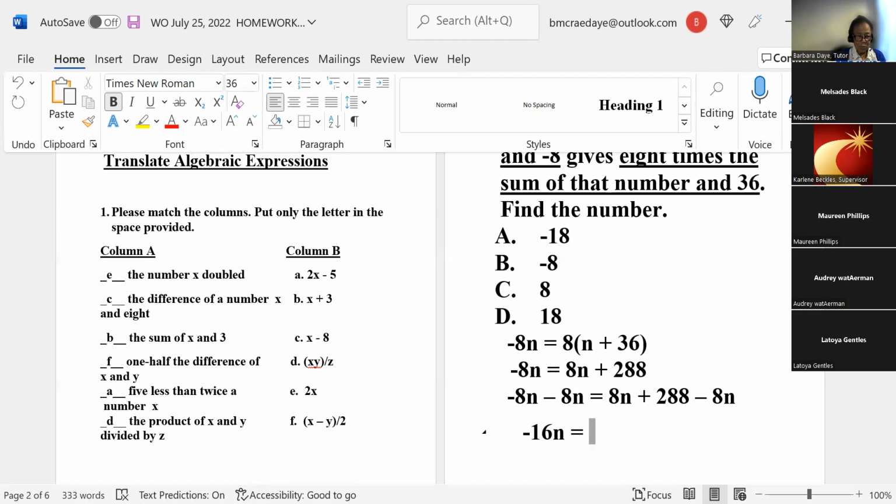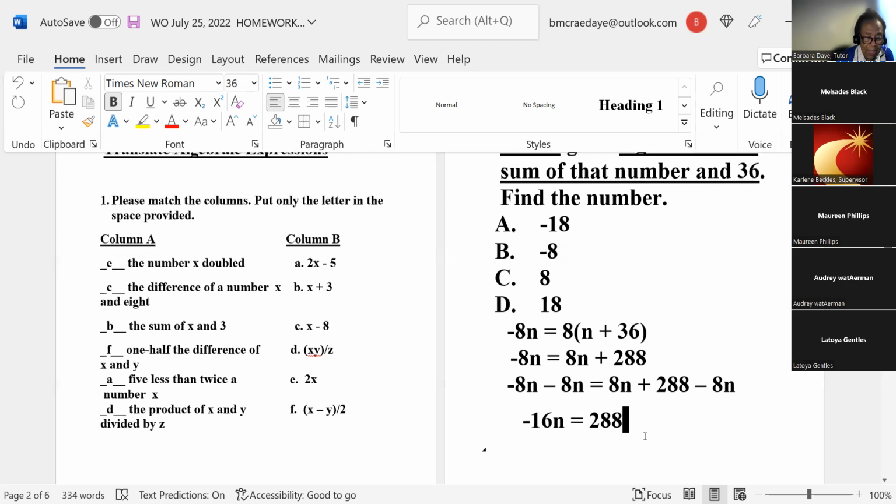Plus 8n and minus 8n gives you what, Audrey? A plus 8n and a minus 8n. What did I tell you about plus and minus of the same expression, same number? It gives you 0, right? So, Audrey, what do you have left on the right side? 288. Very good. Just 288. Now, Audrey, what's your next step?